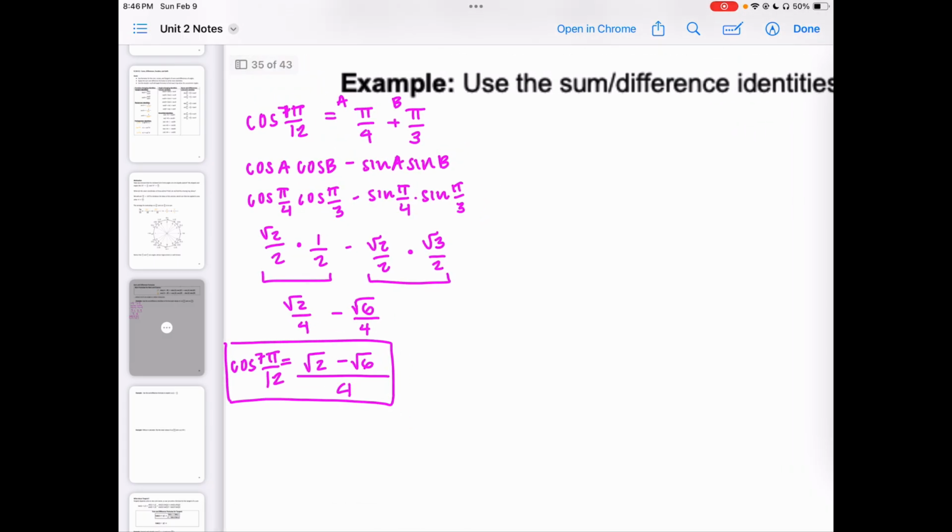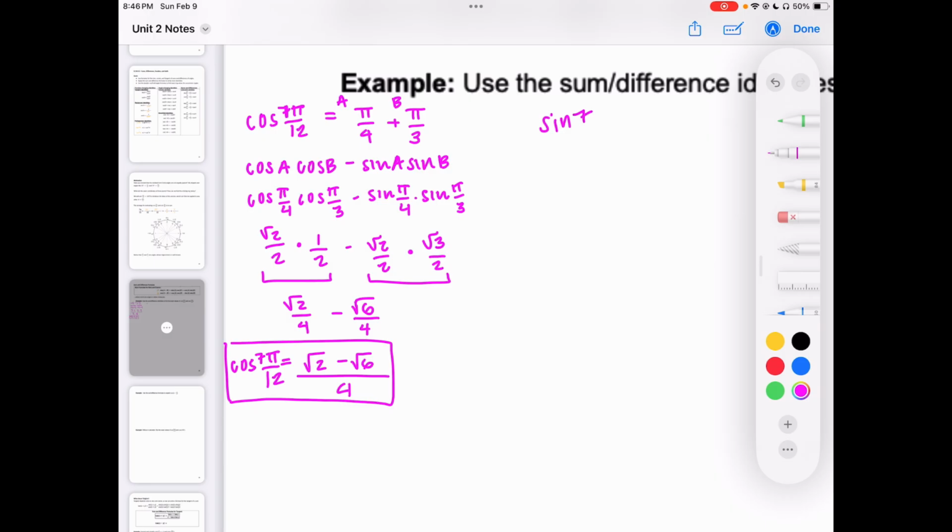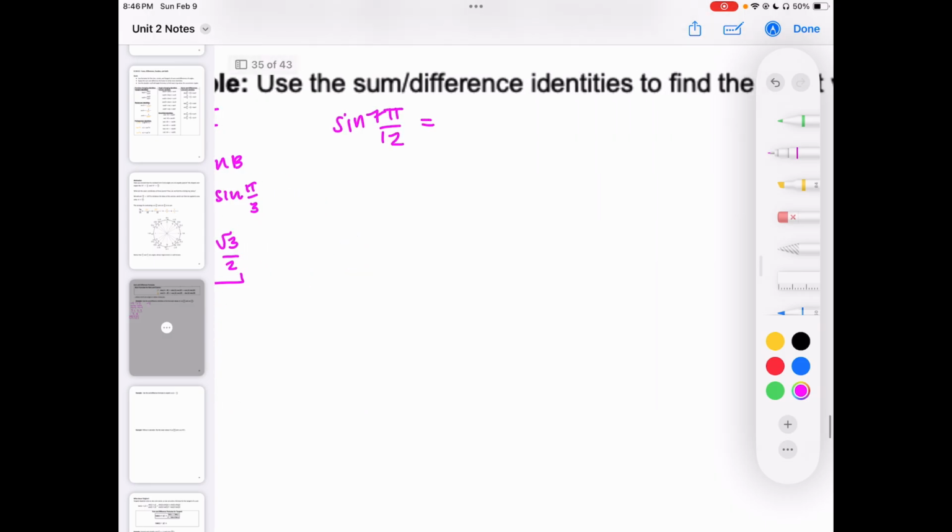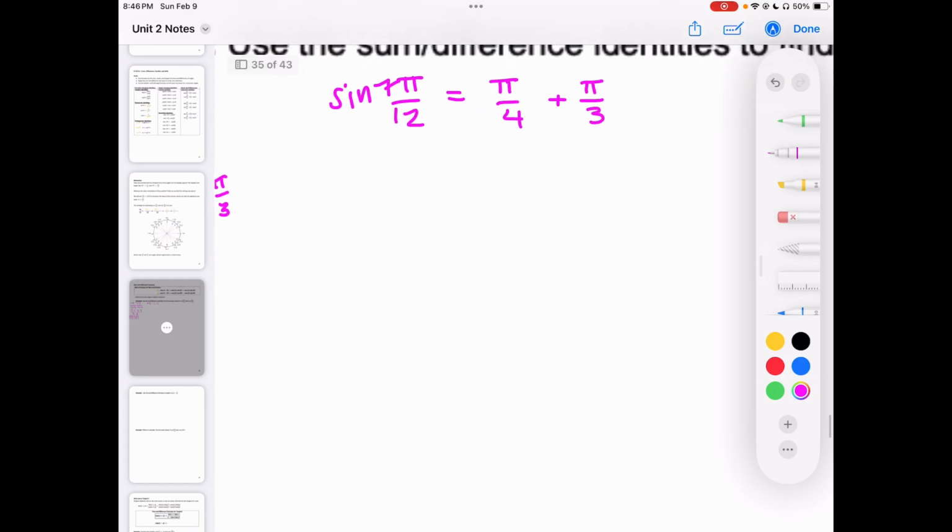So now we're going to do sine 7 pi over 12. We still are using the same exact values. We're using pi over 4 plus pi over 3, okay? Now our equation just looks ever so slightly different. We're going to do sine of A times cosine of B plus cosine of A times sine of B, okay?